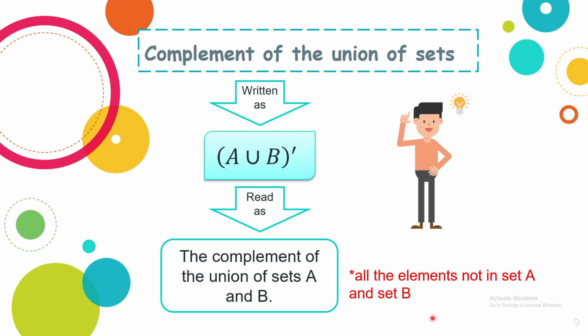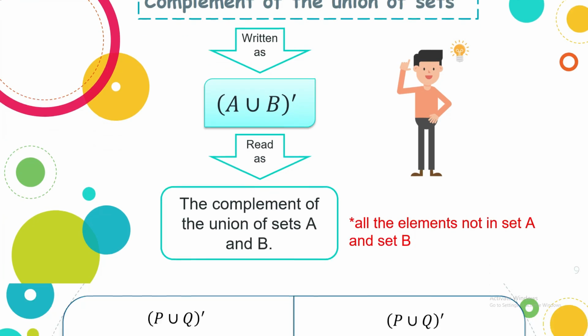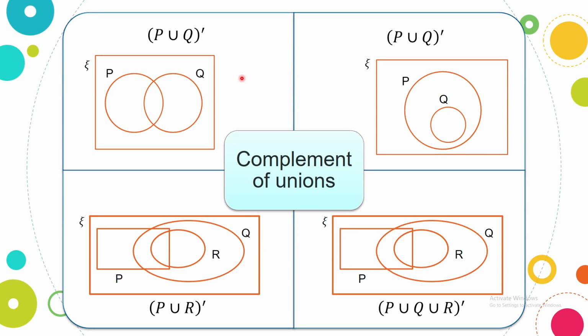Okay, all the elements that are not in set A and set B. This is the key point. Not. Okay, not means that it is complement. Now we take a look at how to shade the region by using a Venn diagram.